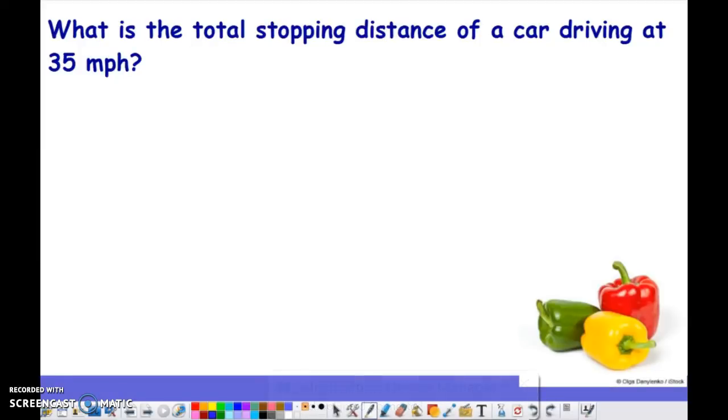Hello, welcome everybody. Today we're just going to start with a little warm-up from what we talked about yesterday. Yesterday we talked about the amount of time it takes you to stop fully. Remember, there's two things you got to take into account.